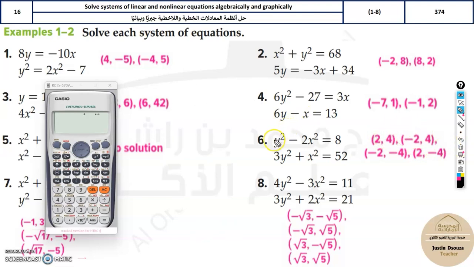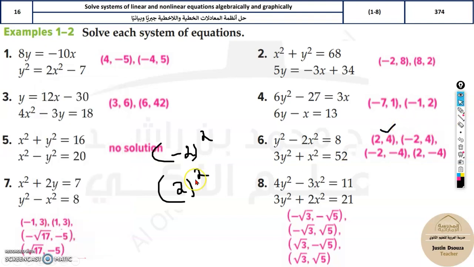Just try putting minus 2. It will be the same. Why? Because you're squaring. So minus 2 the whole square and 2 the whole square give the same thing. It's 4 and minus 4. So yes, this is the correct answer. All the others would have been wrong. So that's the thing. And if you don't get any answer, then it'll be no solution.